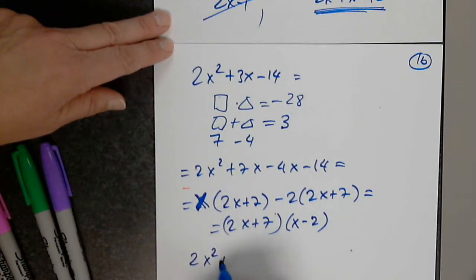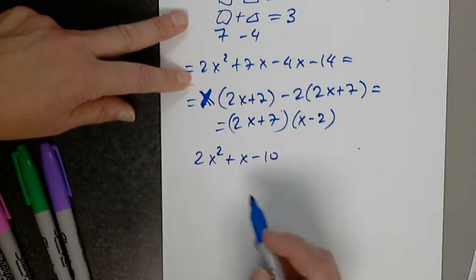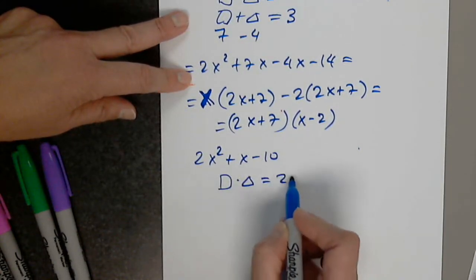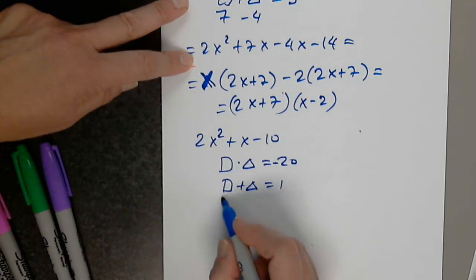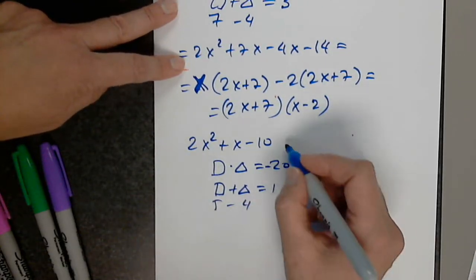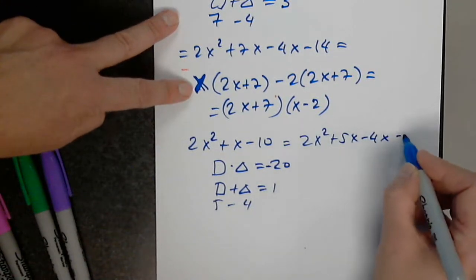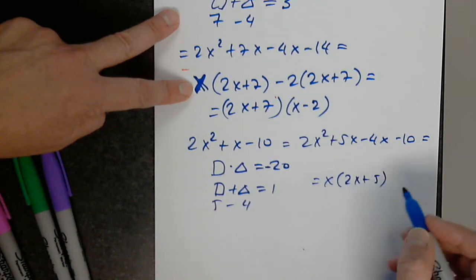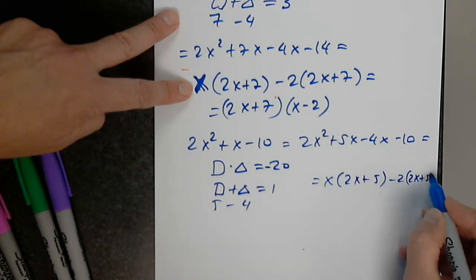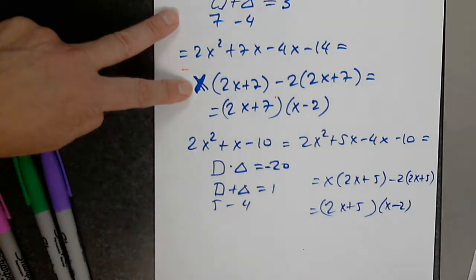So this is 2x squared plus x minus 10. And I need two numbers whose product is negative 20 and whose sum is positive 1, and they have to be 5 and negative 4. So this will be 2x squared plus 5x minus 4x minus 10, which is x times 2x plus 5 minus 2 times 2x plus 5. So this is 2x plus 5 and x minus 2.